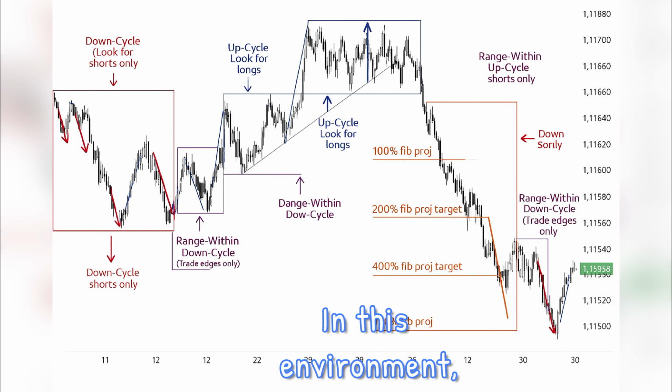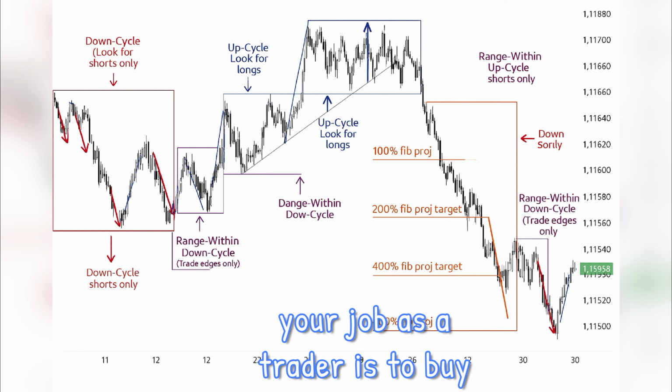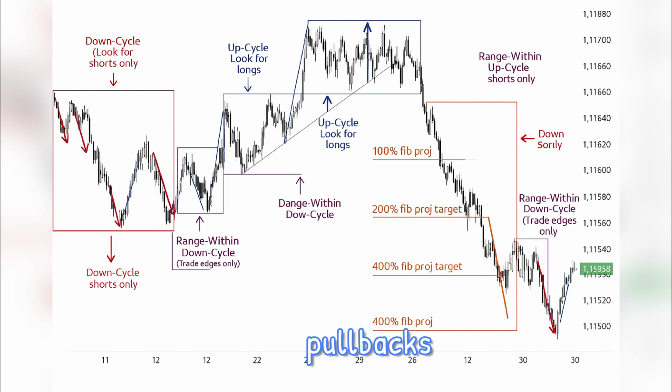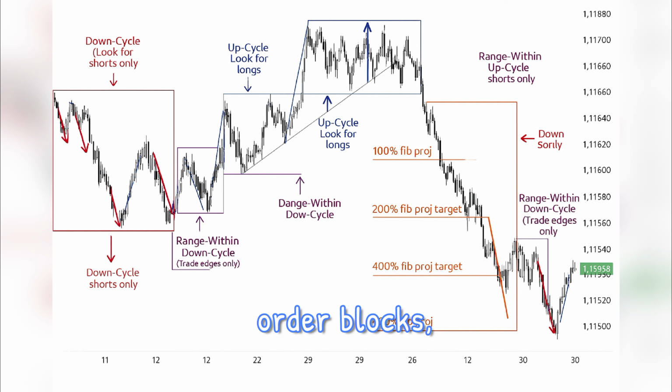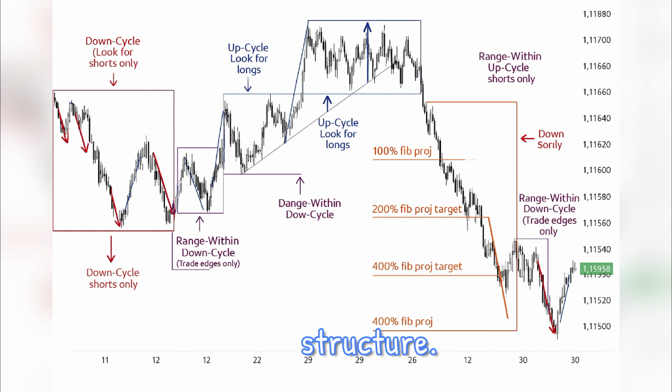In this environment, your job as a trader is to buy the dips, enter on pullbacks to structure, order blocks, or trendline support. Trying to short an upcycle is a mistake. You're going against the structure.